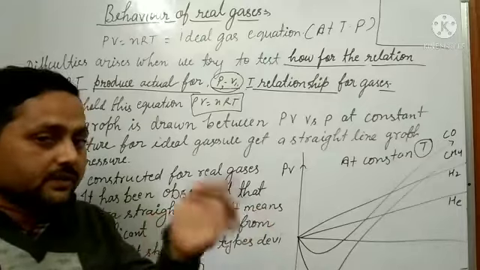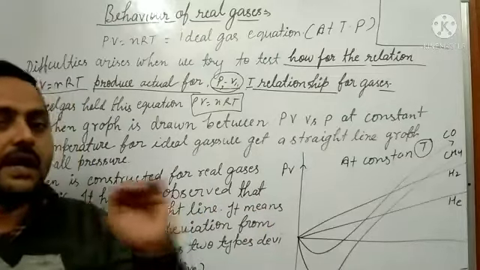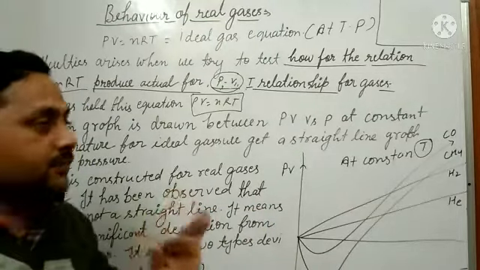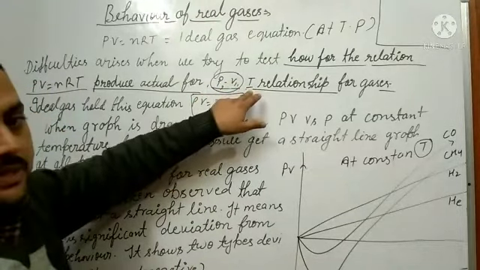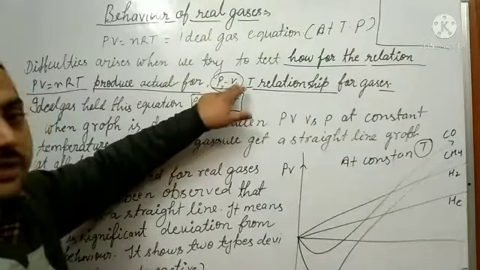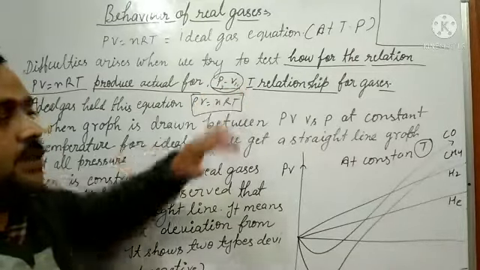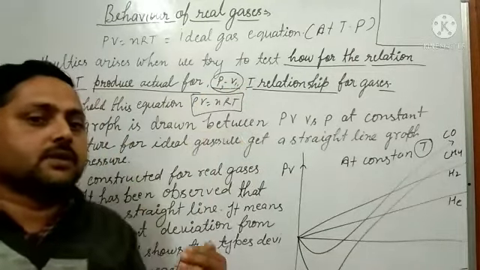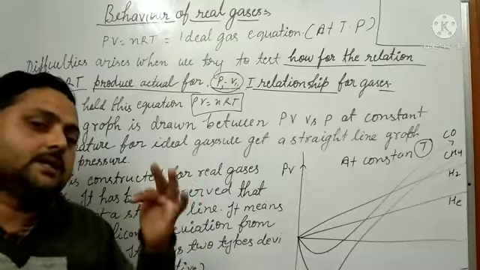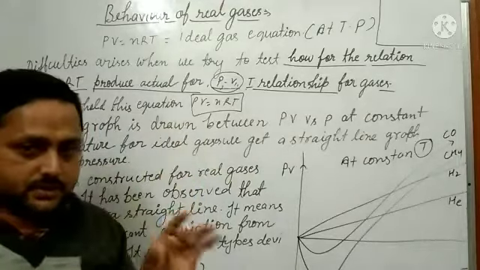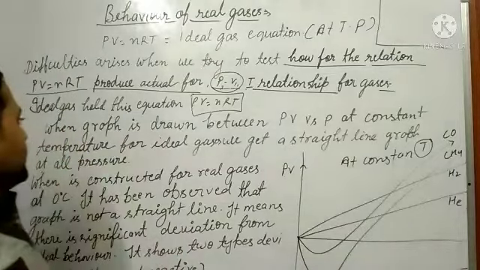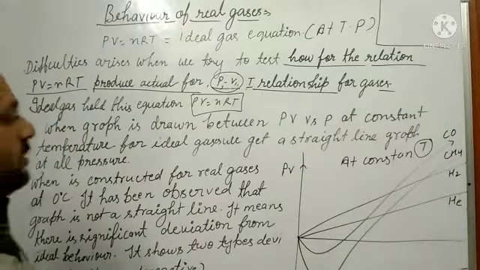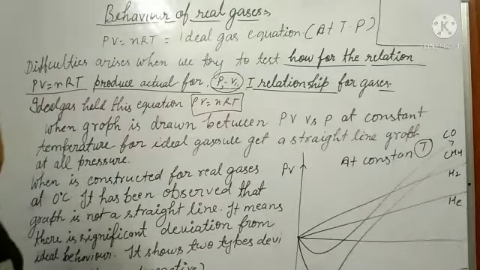When we draw different graphs, difficulty arises. For the pressure-volume graph at constant temperature and the pressure-volume graph at constant pressure, we get different variations. That is not like the ideal gases. Ideal gases hold this equation PV = nRT.